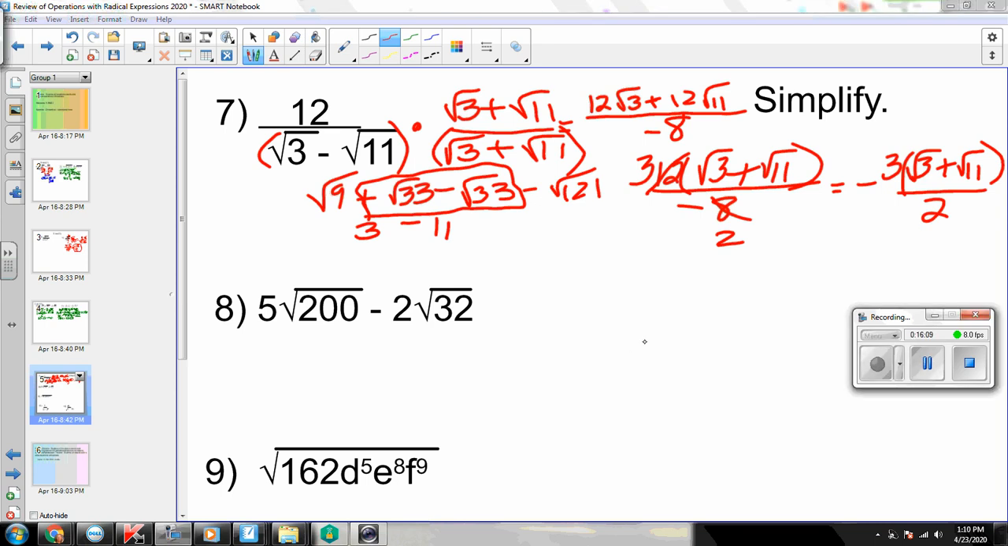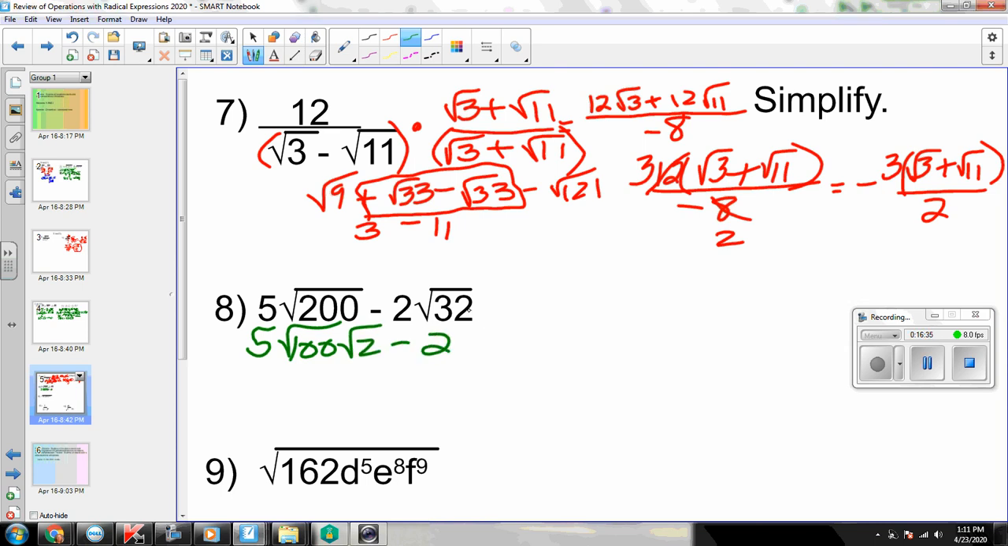Okay, we have 2 more problems to go. If you look at number 8, it says 5 radical 200 minus 2 radical 32, and we need to simplify. So I'm looking at this. I know I can't subtract them because the radicands are different, but 100 goes into 200, so I could simplify this to 5 radical 100 times radical 2. And I'm also noticing 16 goes into 32, so I could say this is the square root of 16 times the square root of 2.